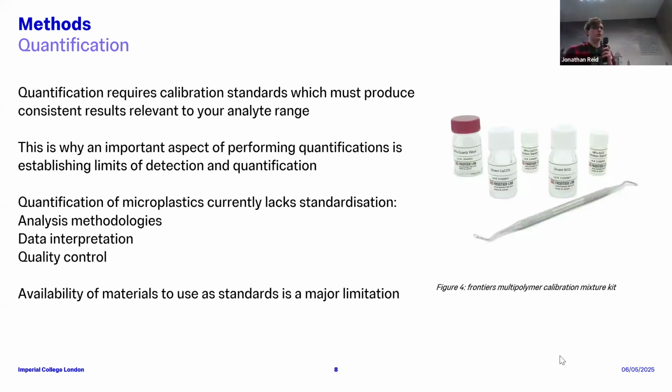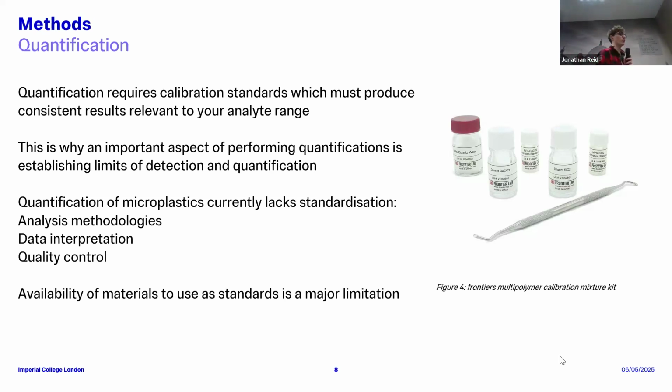But if you want to quantify something in any aspect, you need standards that are consistent and relevant to your analyte range, which I will explain what that means. When you analyze them using your instrument, the values you get out have to be consistent every time, otherwise you don't know whether the data you're getting out of it is accurate at all, and you have to get relevant analyte ranges.